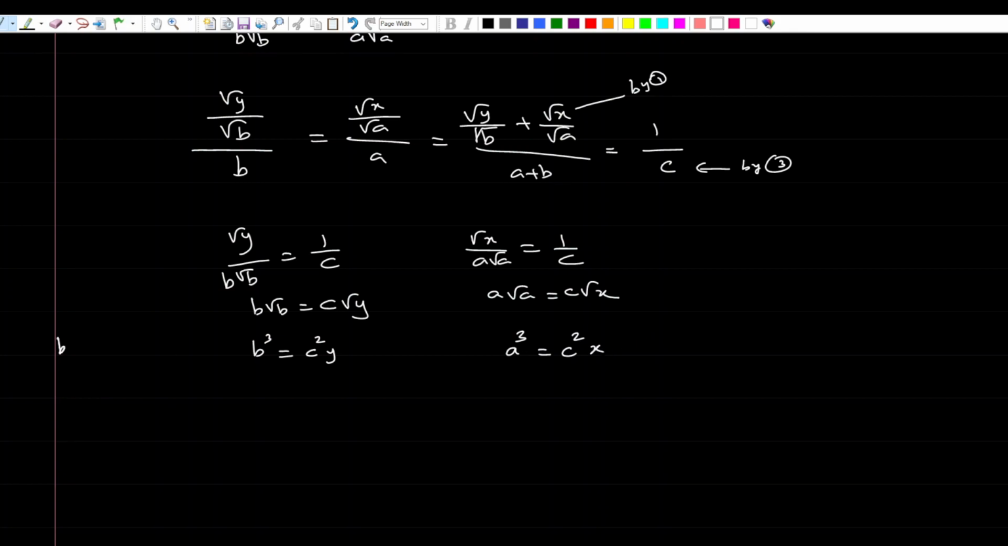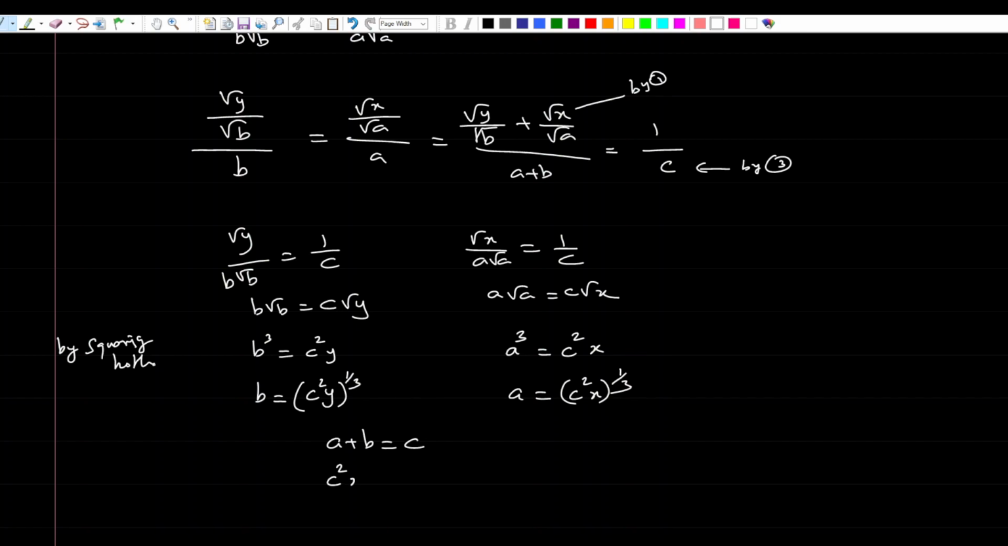So by squaring both sides, b will become b square, root b the whole square is b cube. C square root y square is y. So b cube equal to c square y and a cube equal to c square x. Then what is b? B is equal to c square y whole power 1 by 3, and a is equal to c square x whole power 1 by 3. But we have the relation a plus b equal to c.